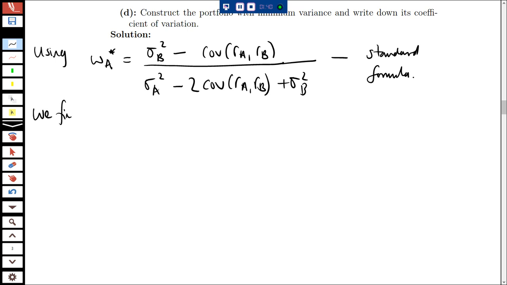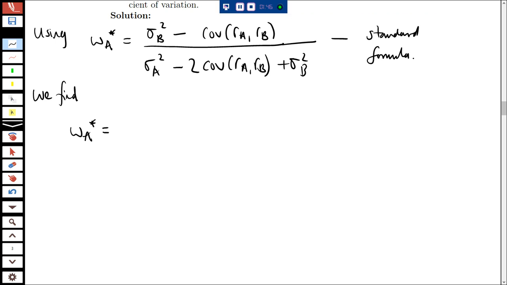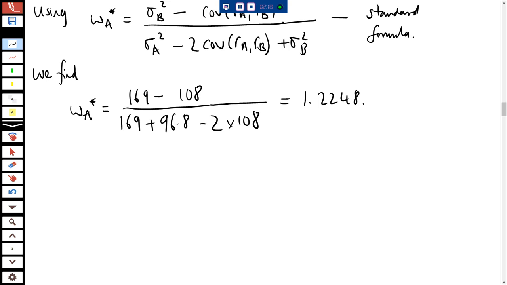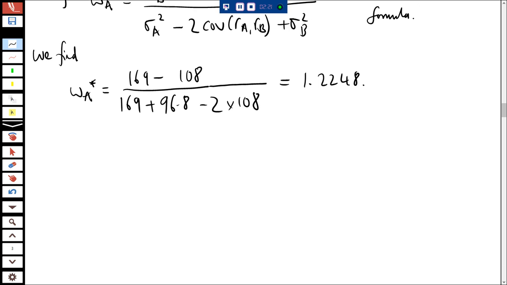So we find that the weighting for stock A given the minimum variance portfolio, drop the numbers in from the previous calculations. Okay, I've put the variances together. That's those. Take off 2 times the covariance. And we find that the amount invested in stock A is, well, it turns out to be more than 100%, 1.2248.